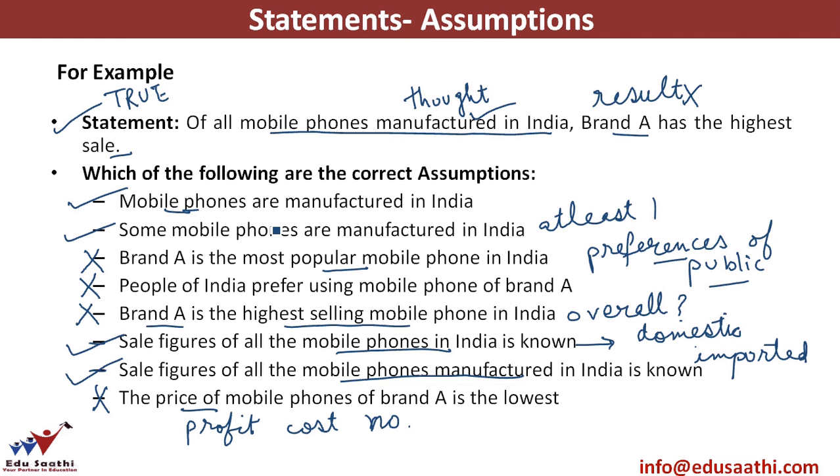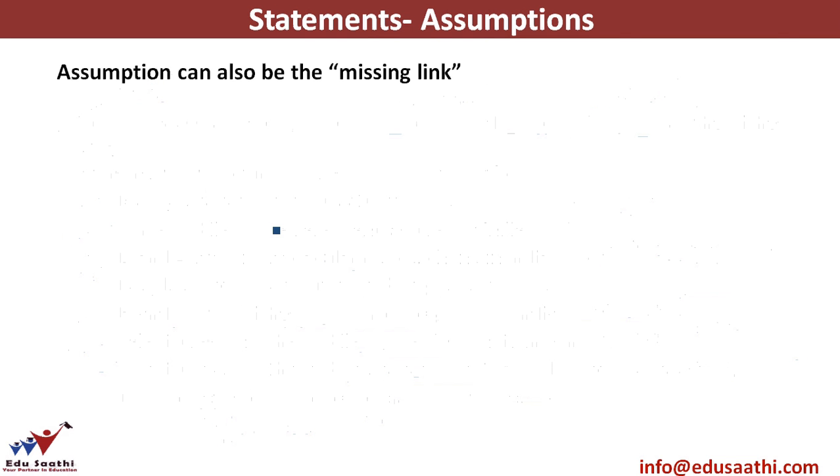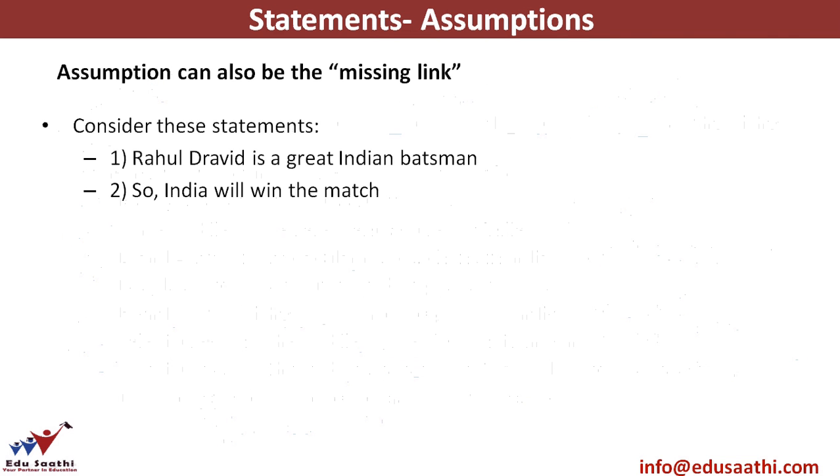And your argumentative or debating ability goes many folds up in case you have a good grasp over the assumptions. Another way to look at assumptions could be, an assumption is a missing link between the arguments. If there are two statements given that because Rahul Dravid is a great Indian batsman, therefore India will win the match. What is missing between these two?